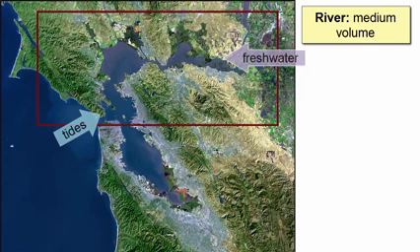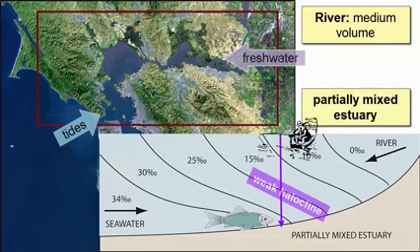Let's review some examples. Starting with San Francisco's North Bay, we have a medium volume river, the Sacramento River, which mixes with moderate tides. The result is a partially mixed estuary. We have a weak halocline here, and the deep water is always a bit saltier than the surface water.